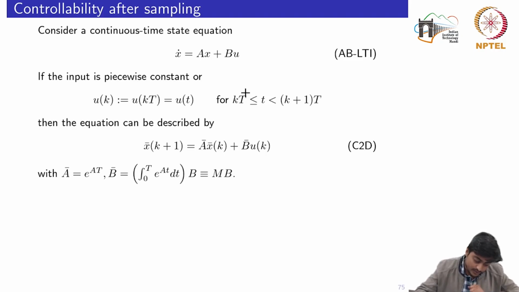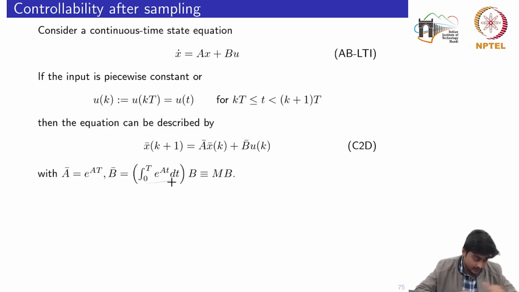Okay, so if you recall from the first week, we had studied two ways of doing the discretization. The first one is using the Euler method, and the second one by assuming that u_k is some piecewise constant signal between this time interval. When we assume that u is piecewise constant given by this one, we obtain this discrete time representation where A bar and B bar we have explicitly computed using this. A bar is given by e to the power A into the sampling time, and B bar is given by M into B, where M is this part.